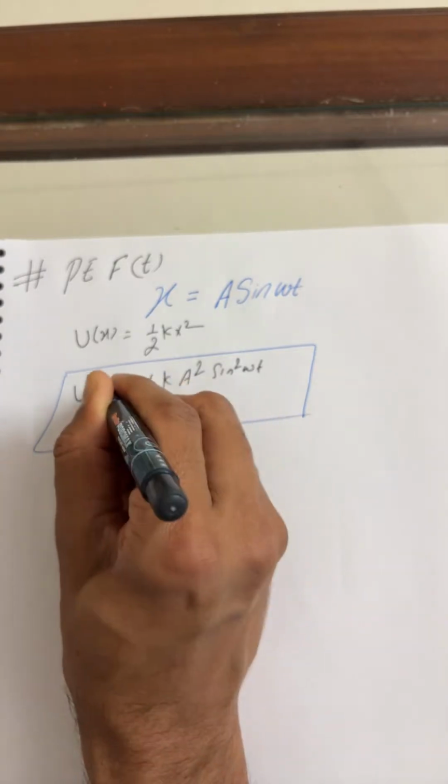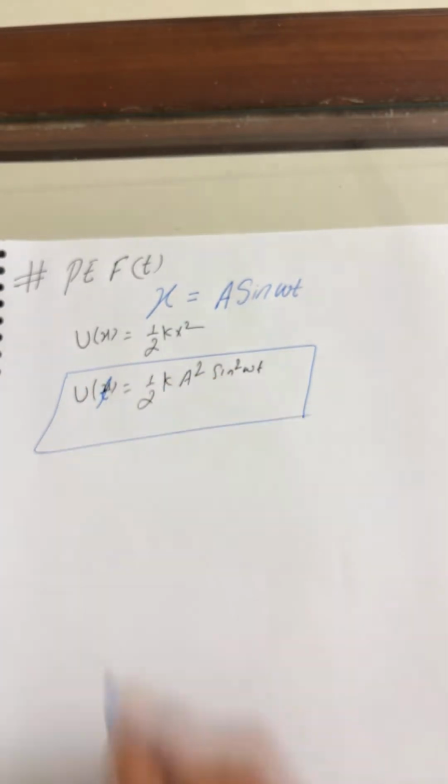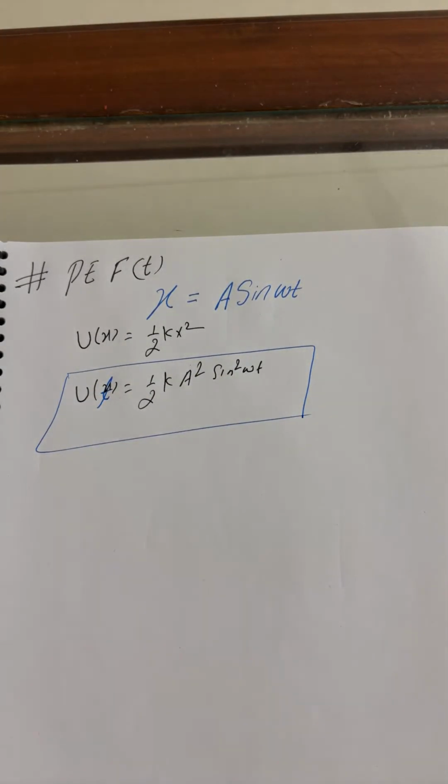So this is U as a function of t. It's not a function of x. Potential energy as a function of time is half of k a squared sine squared omega t.